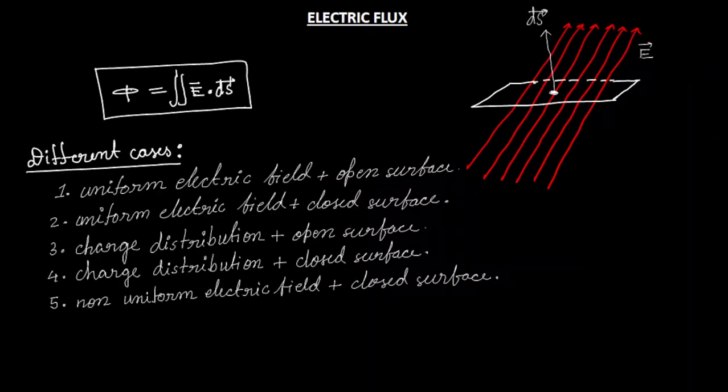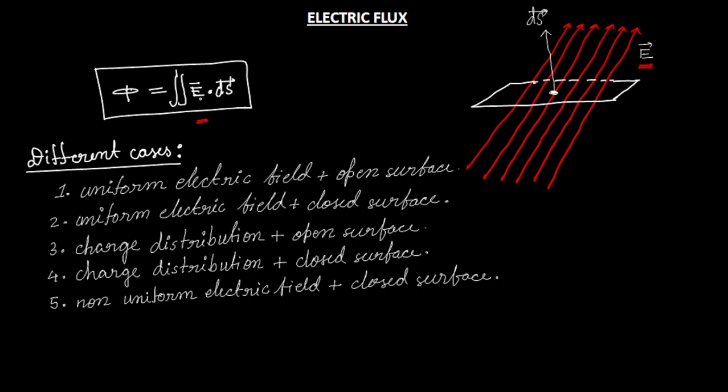Now, when I say different cases, that means, say, in the last class we defined this flux in this way, where let's say this is the surface, and if we place this surface in an electric field E, then in order to calculate the flux through this surface, first we have to take the dot product of the electric field with the elementary area on this surface, and then we have to take the surface integral over this surface, and that will give us the total electric flux.